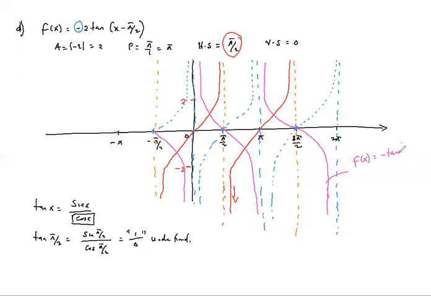So this graph in this color is the one that we are calling f of x is negative tan x minus pi over 2. So it has been moved. Okay, so that is it for this data sheet with graphs. We go to question 10.